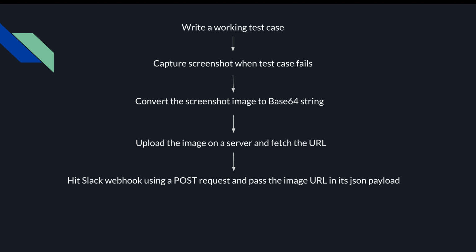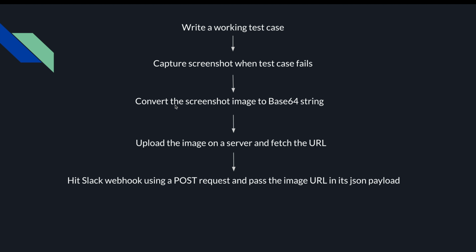So to post a particular screenshot on Slack, we need to pass its image URL as a key in the JSON payload. And to get the image URL, we need to first upload that image to a particular server. So here I would be using Imgur as that server. However, there are multiple different websites where you can upload that particular image, and even you can use your company server to upload the image. And to upload the image on a server, you need to first convert that image to a base 64 string so that you can insert that in the JSON payload of its post request.